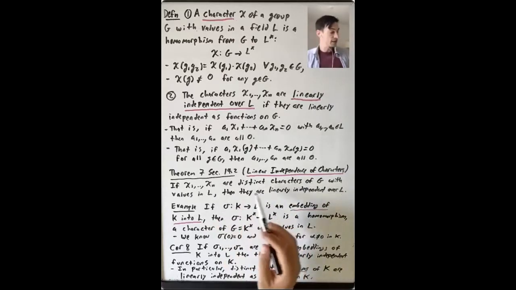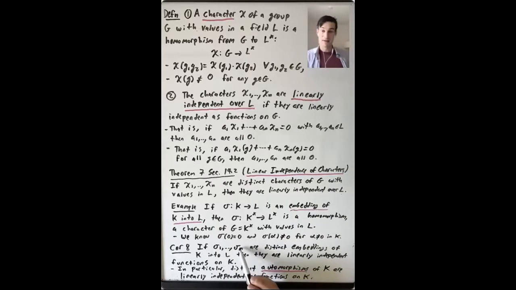Then what does linear independence of characters say about embeddings? If you have sigma 1 up through sigma n being distinct embeddings of K into L, then they are linearly independent functions on K.